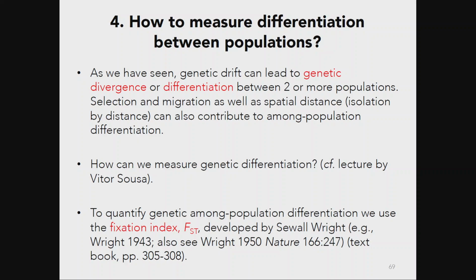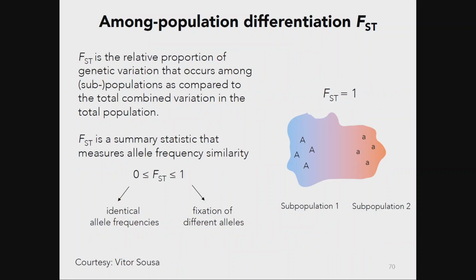It's just a measure of how genetically different things are, and we can calculate this from genetic data. I don't want to go into detail here, but we can look at it this way. It's a measure of among-population differentiation, a relative proportion of the genetic variation that exists among subpopulations as compared to the total pool of variation.